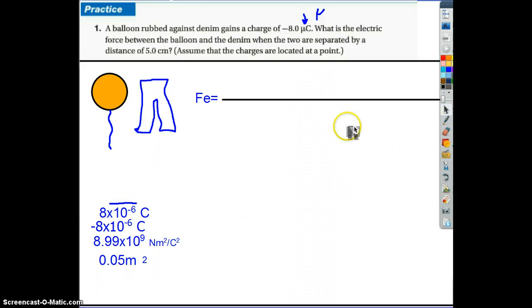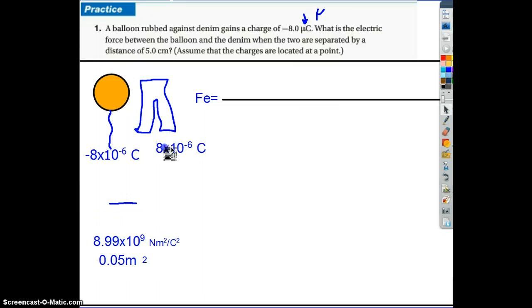So back to our balloon and denim here. If the balloon rubs against the jeans and becomes negatively charged with, say, this charge, that means it stole 8 microcoulombs from the jeans, leaving the jeans at +8 microcoulombs. And they want to know what is the electric force between them at this distance. So let's start setting it up here.